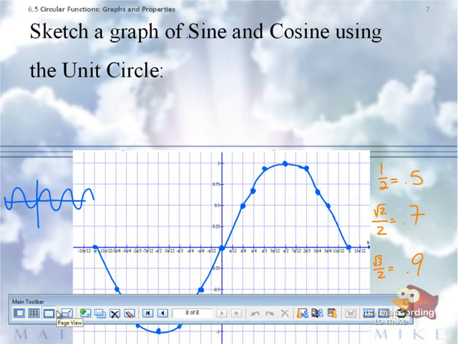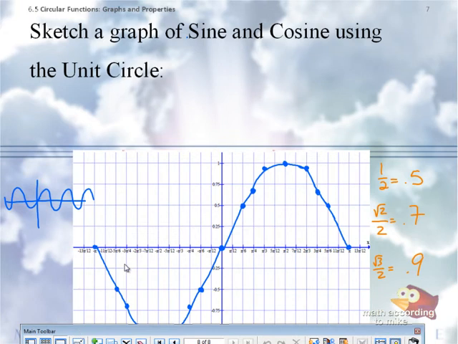So we're going to get the graph of sine and cosine. We're getting these from the unit circle. We're using those decimals over there. We're going to move a little bit faster with this because this should already have been done.